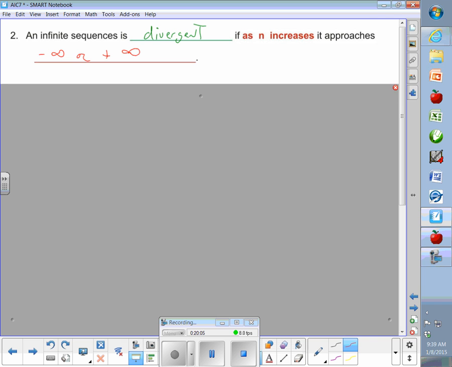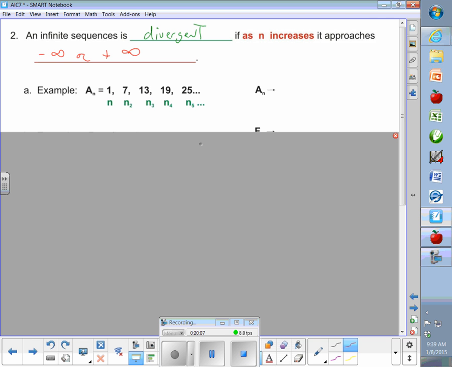Sequence. Okay, so here's an example of the first one, a sub n. First term 1, second 7, 13, 19, 25. So you can see the direction this thing is heading. It's heading toward what? Say it if you know it. Positive infinity. And usually you don't need to write the positive for positive infinity. So this thing's approaching positive infinity.